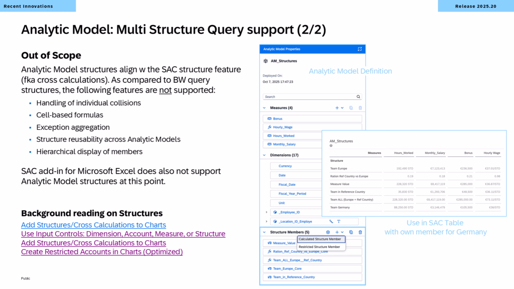It's also in BW that structures are a modeling design element in their own right, outside of a query itself, but a query can use it. And this is not the case here. So the analytic model defines a structure. Any structure lives within an analytic model. It can take a structure that was centrally defined and just use that, but it's not a modeling entity in its own right. It's a sub-element within an analytic model.